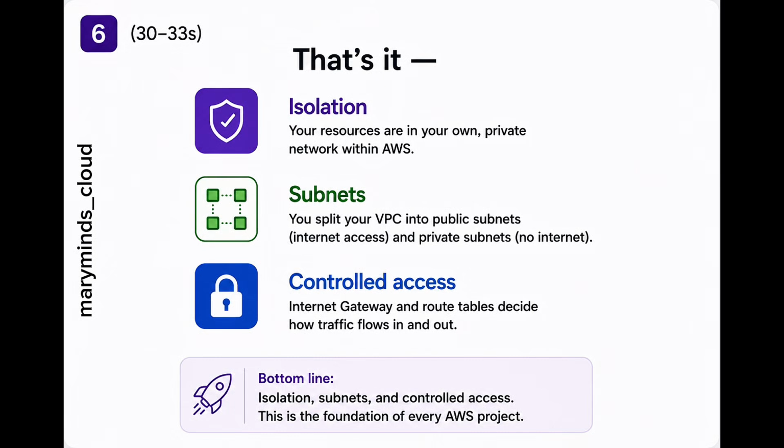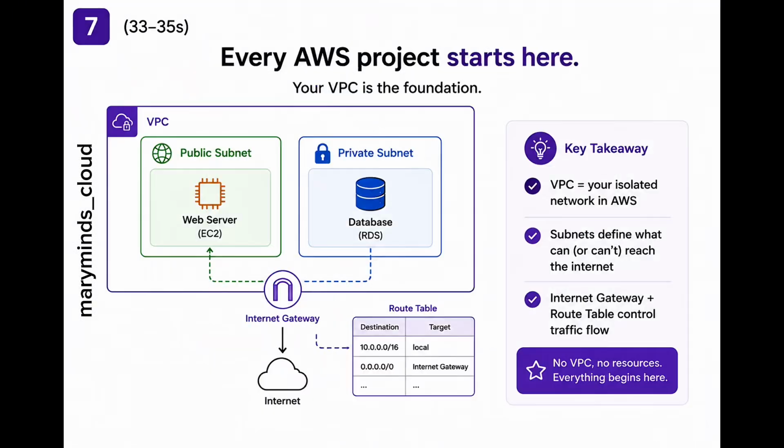Now, bringing everything together, let's summarize. A VPC gives you, first, isolation. Your resources stay separate from everyone else. Second, the subnet organizes your infrastructure. The public resources stay public. The private resources stay protected. Third, controlled access. The internet gateway allows internet connectivity. The route table decides where traffic flows. Together, this creates a secure, organized cloud network.